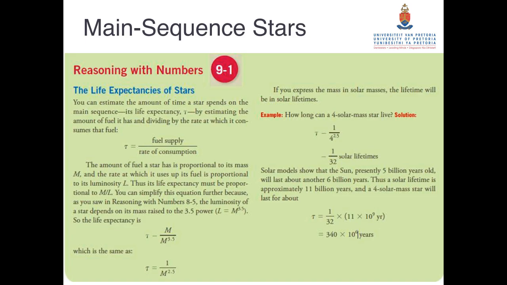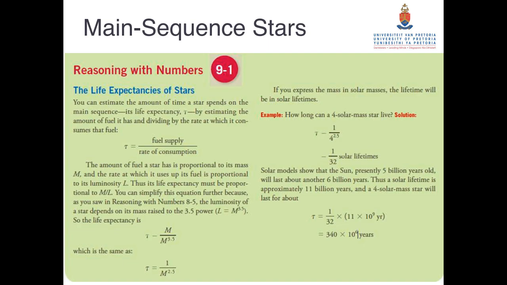You can simplify this equation further, as you saw in reasoning with numbers 8.5, when the luminosity of a star depends on its mass raised to the power 3.5. So we can substitute that into the equation. That means tau equals mass divided by mass to the power 3.5. We can simplify that further by saying tau equals 1 divided by mass to the power 2.5. And if you express the mass in solar masses, the lifetime will be in solar lifetimes.